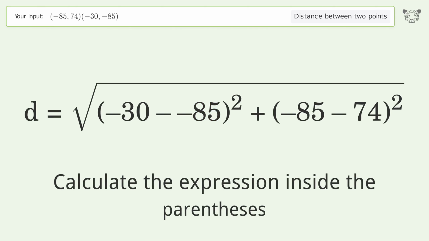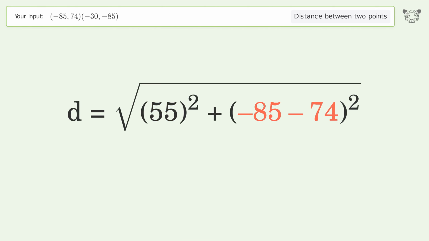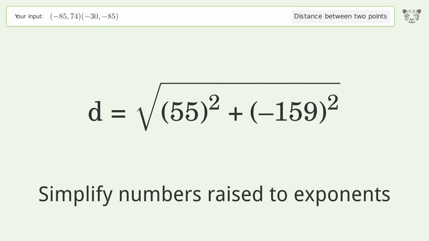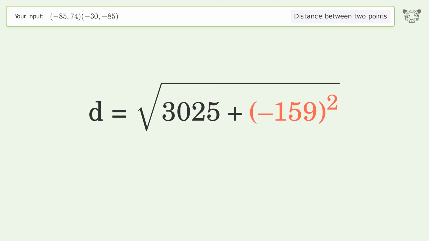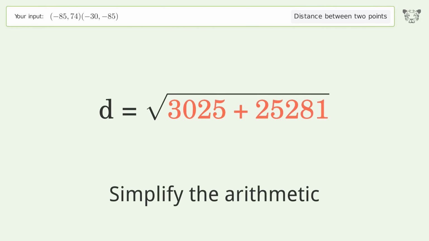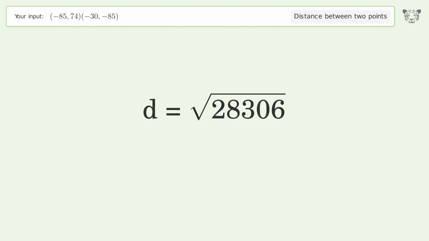Calculate the expression inside the parentheses. Simplify numbers raised to exponents. Simplify the arithmetic. And so the distance between the 2 points is the square root of 28,306, or 168.244.